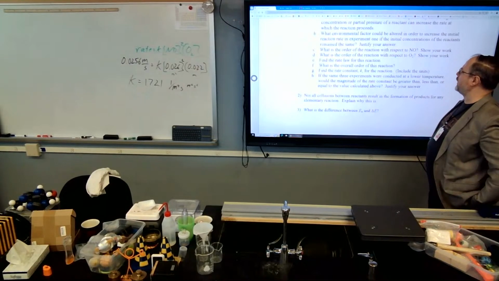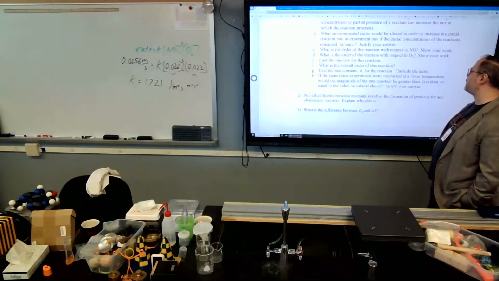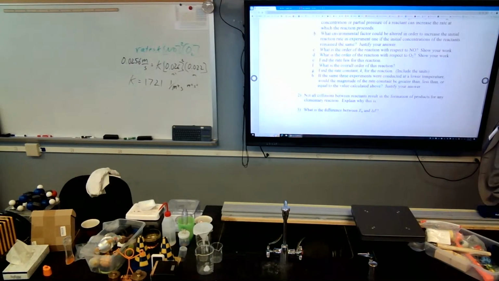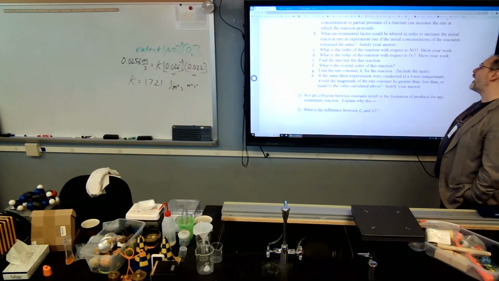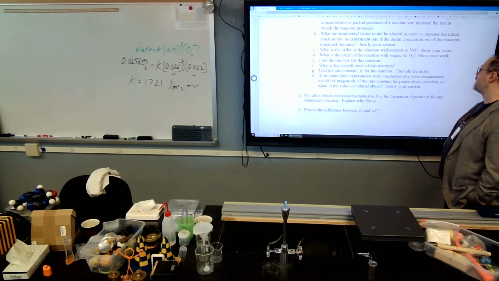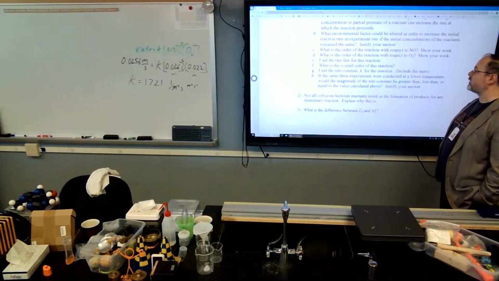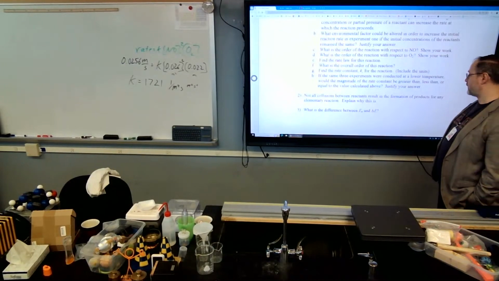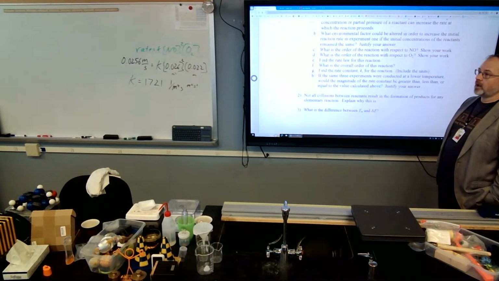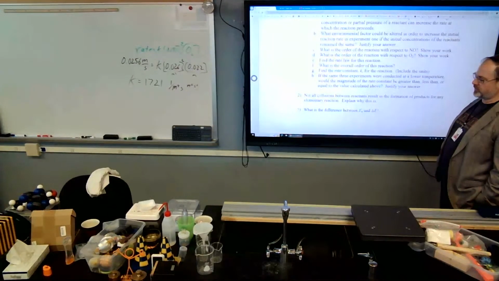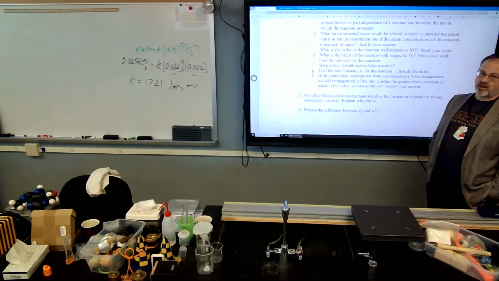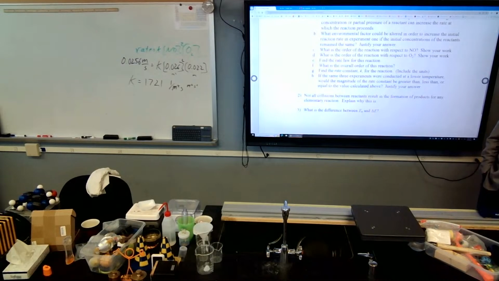All right, cool. If the same 3 experiments were conducted at a lower temperature, would the magnitude of the rate constant be greater, less, or equal to the value calculated above? Justify your answer. And 10 years ago, you could say, well, the Arrhenius equation says this. They don't care about that anymore. But how would you respond?